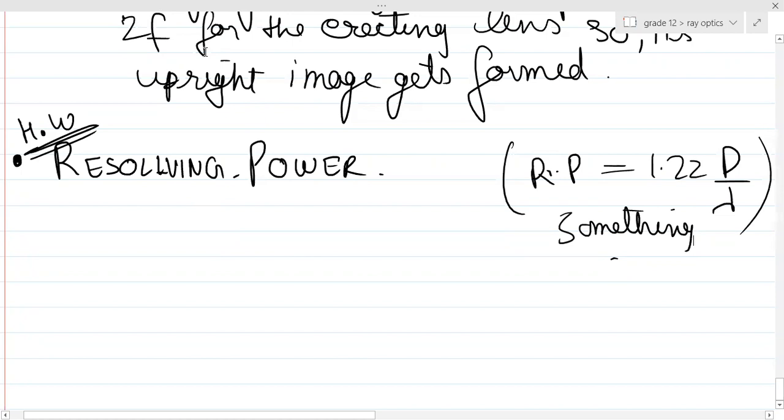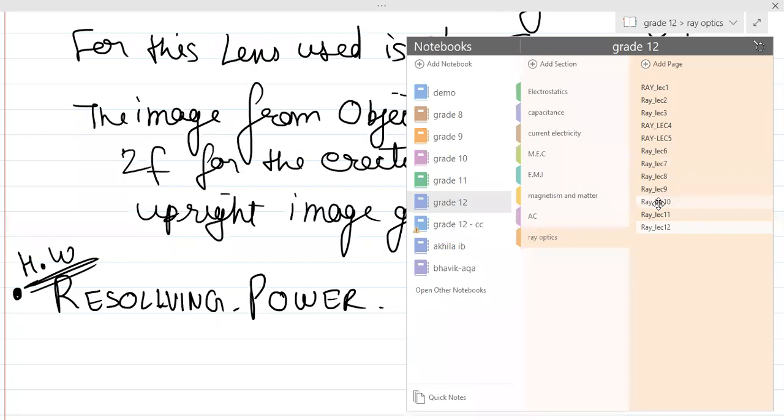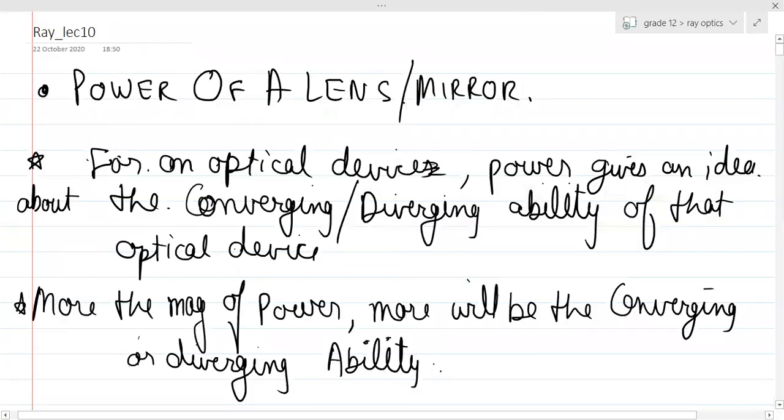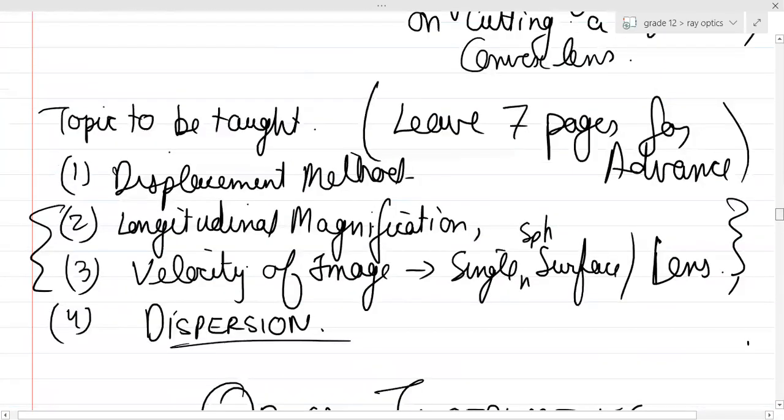So anyways, we'll start with wave optics. Acha, by the way, how many pages do you need to leave after this? I think I've already made you leave some pages when we finished lenses and all. Did we leave some pages? So we left some pages for this, right? Okay.